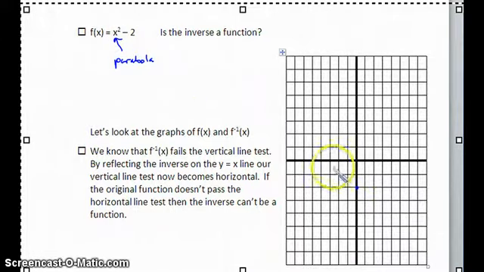And so then I know if I plug in some points here, if I put a 1 in here, I'd end up with -1. If I put a 2 in here, I'd end up with 2. And over here, if I put -2 in, I'd end up with 2 also. And my graph would look like this. Missed that point, but that's okay. So that's what the graph of x squared minus 2 looks like.